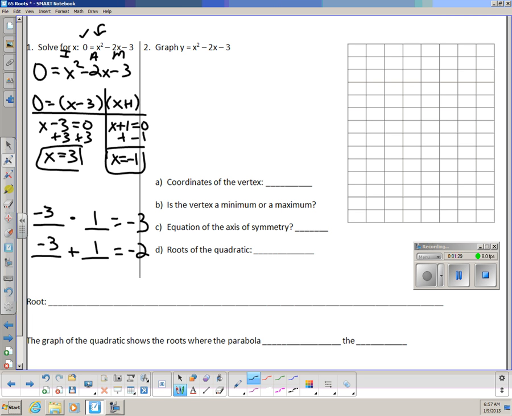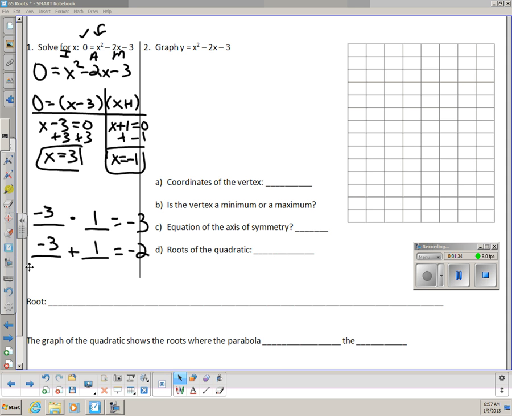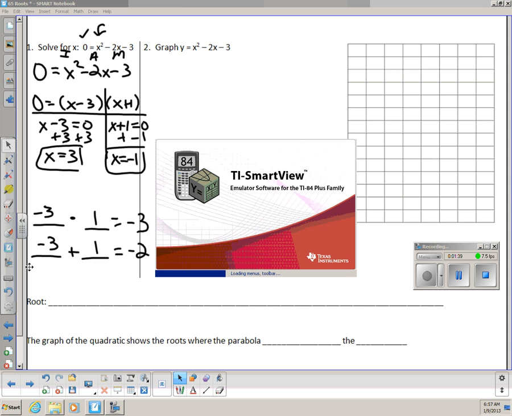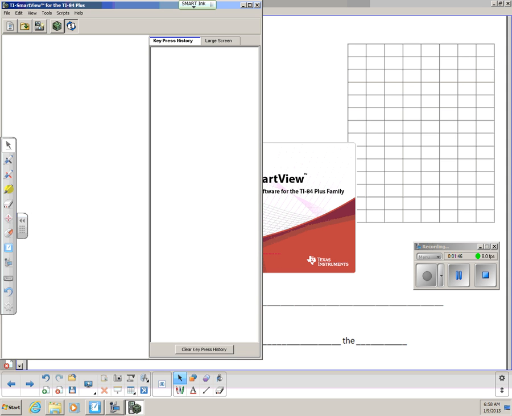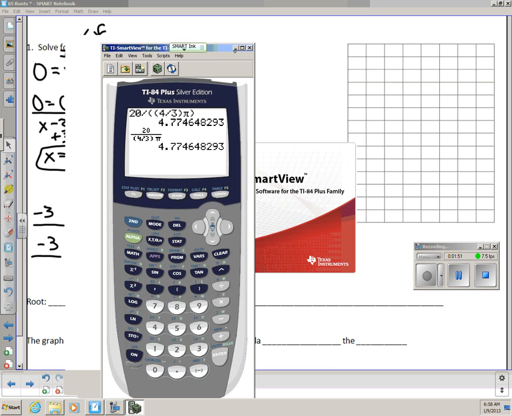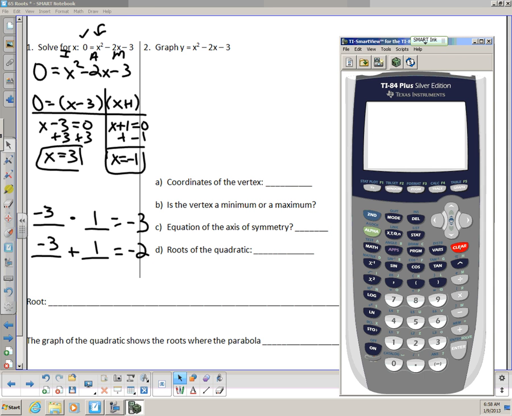For number 2, I want you to graph y equals x squared minus 2x minus 3. So notice the difference. I was solving an equation where 0 was equal to x squared minus 2x minus 3. And now I want you to graph y equals x squared minus 2x minus 3. So let me clear everything that's in here. So we will graph. We did this yesterday.